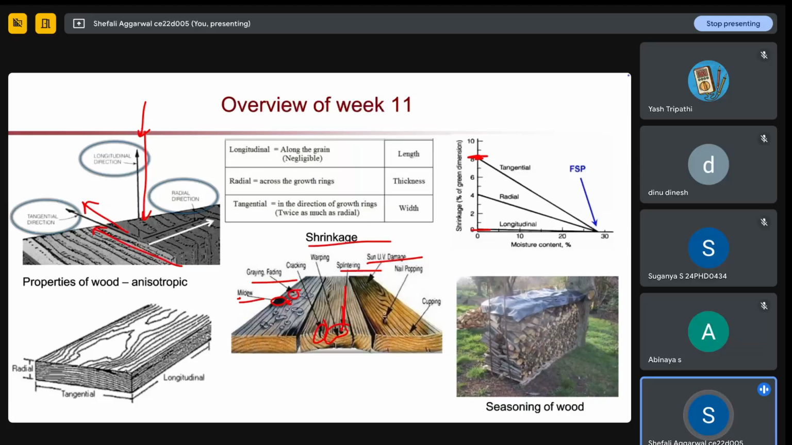So shrinkage will happen, and suddenly your nail, if there are joints or something, will come off. And last is cupping. Cupping means these will be very close to each other. So these are the defects because of shrinkage.